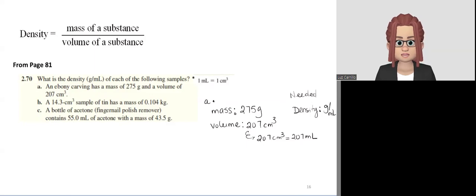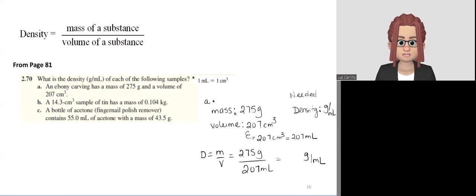Now that I have the properties in the right units, then I can proceed to put it into my equation, which determines that density equals mass over volume. The mass is 275 grams. The volume is 207 milliliters. In units of gram per milliliters, I put these numbers into my calculator. 275 divided by 207.